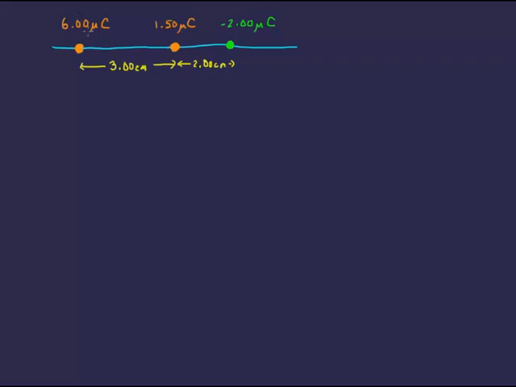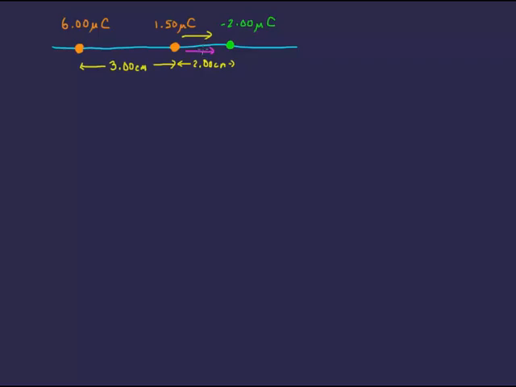So when I think about this plus 6 microcoulomb charge here and this plus 1.5 microcoulomb charge here, it occurs to me that they repulse each other. So the 6 microcoulomb charge is going to push to the right onto the 1.50 microcoulomb charge. Now the negative 2 microcoulomb charge is going to attract that positive charge. So what I'm expecting to see is a force to the right. So it looks to me like both of these forces are going to be to the right. So once I figure out what their magnitudes are, I'll add them together to get the net force.